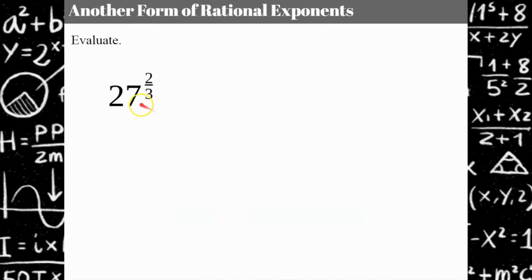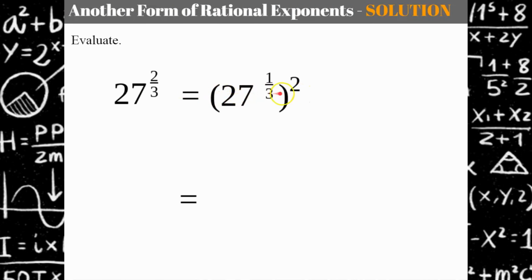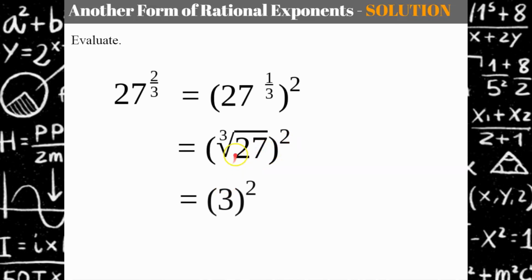So now let's practice this one, 27 to the 2/3. The first thing we want to do is separate this out. 2 times 1/3 is 2/3. So now I can clearly see that I have my index for my radical. So it's going to be the cube root of 27, all squared. So we're going to take this radical, simplify it, and then square our answer. So the cube root of 27 is 3. 27 is 3 cubed. The cube root of that is 3. Then 3 squared is 9.